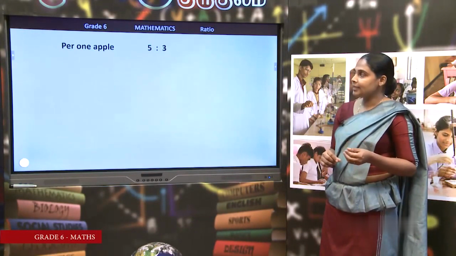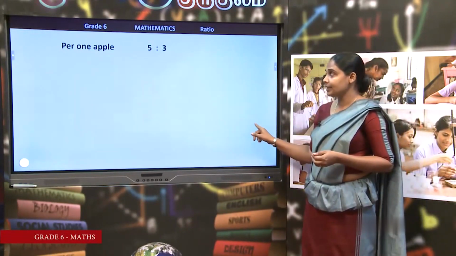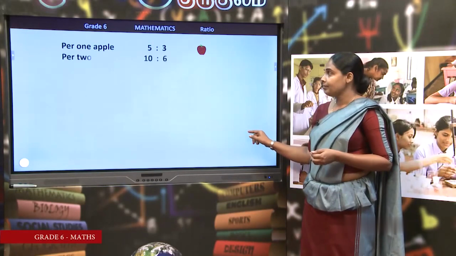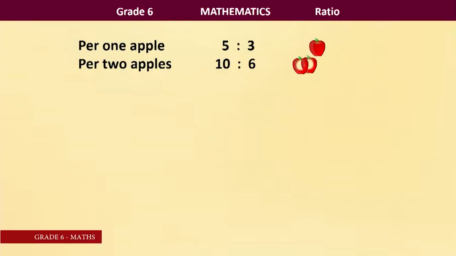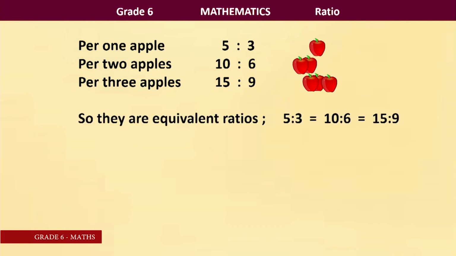Then we distributed apples. Per 1 apple it was 5 to 3. Per 2 apples it was 10 to 6. Per 3 apples it was 15 to 9. Each person got an equal number of apples. Then they are called equivalent ratios. 5 to 3 equals 10 to 6 equals 15 to 9.